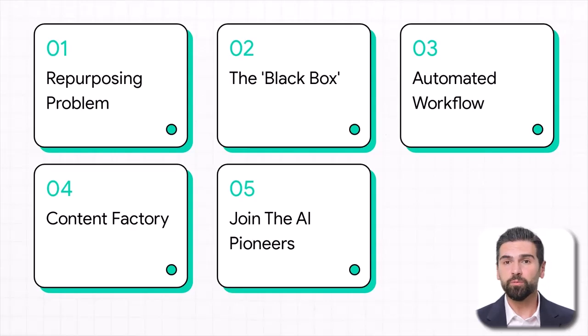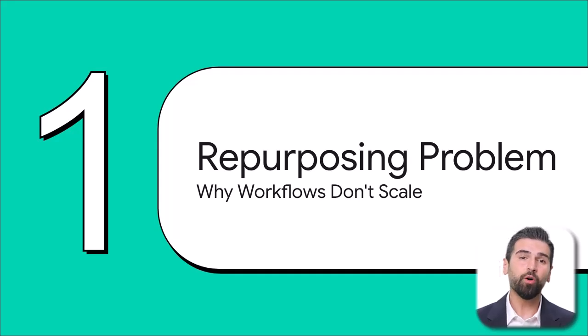Okay, so in this explainer, we're going to walk you through the exact roadmap to make that happen. First, we'll talk about the core problem, then we'll unlock what makes videos so tricky for AI. After that, we'll build an automated workflow step by step, then we'll see what your new content factory looks like, and finally, we'll show you where you can connect with the very people building this future right now. So let's kick things off with the problem itself.